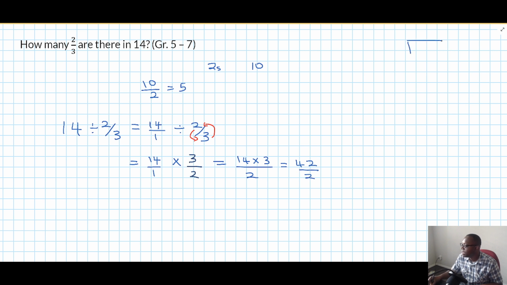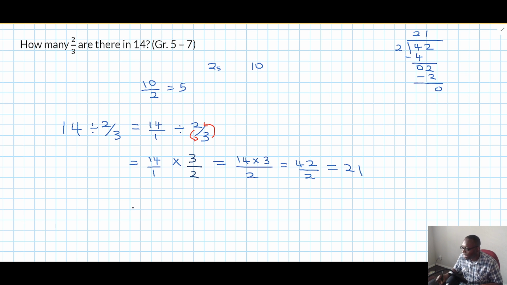And if you go ahead and do that, you have 42 divided by 2. 4 divided by 2, we have 2. 2 multiplied by 2, we have 4. Subtract, we have 0, and then we have 2 left over. 2 divided by 2, we have 1. 1 multiplied by 2, we have 2. We subtract again, and we have 0. So this is going to give us 21.